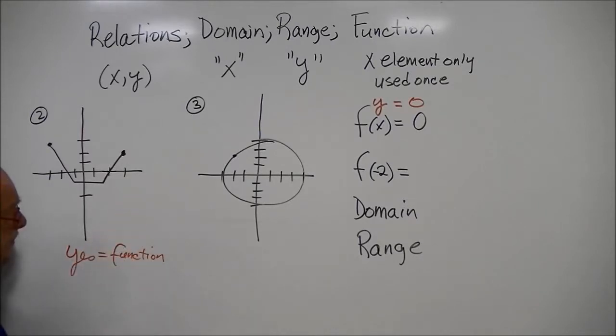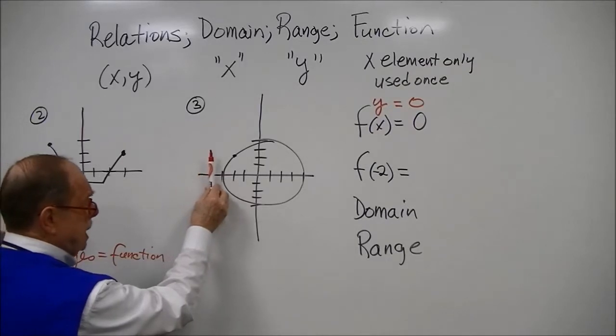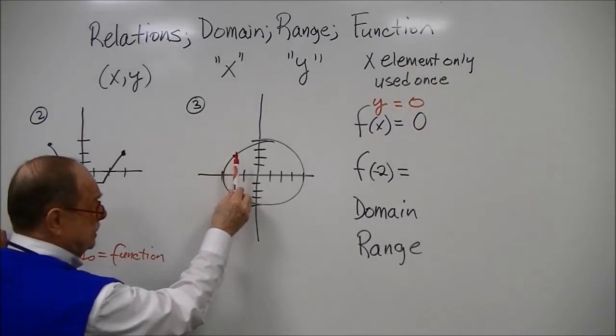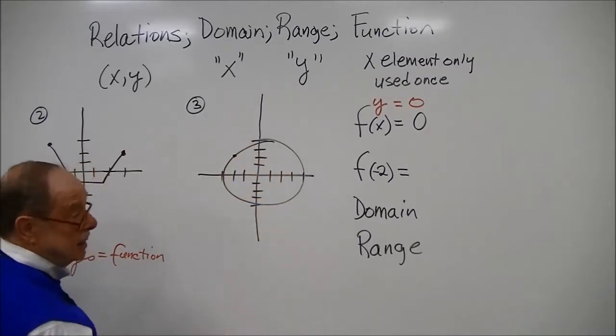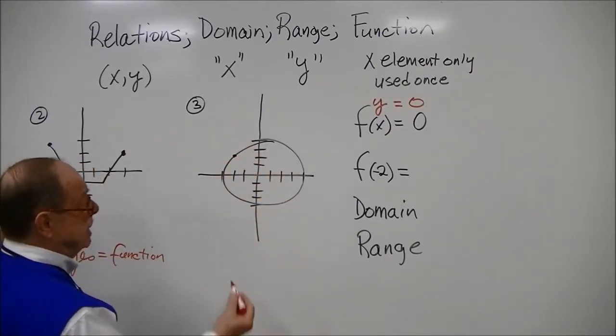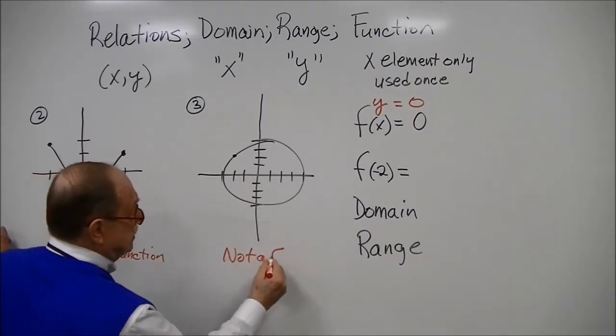And let's do this one. As you see, as you pass the vertical line over the face of the graph, it intersects there. It does not pass the vertical line test, so this is not a function.